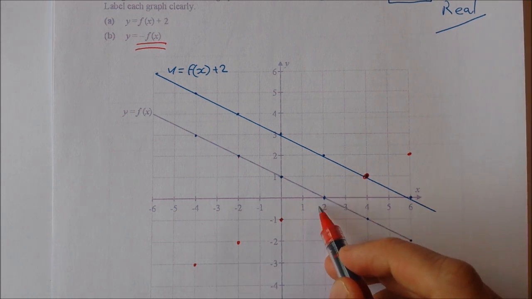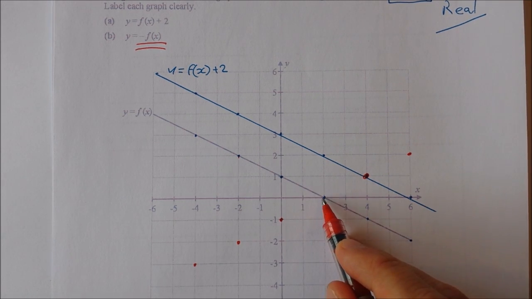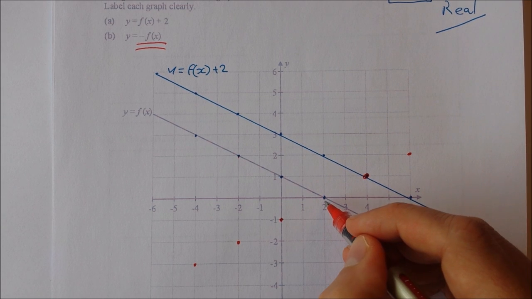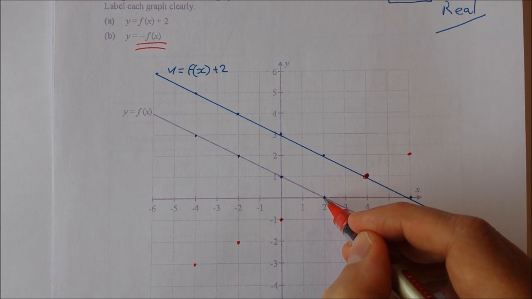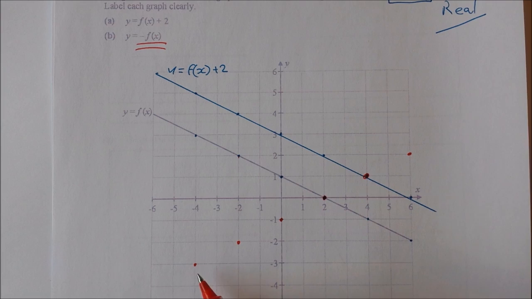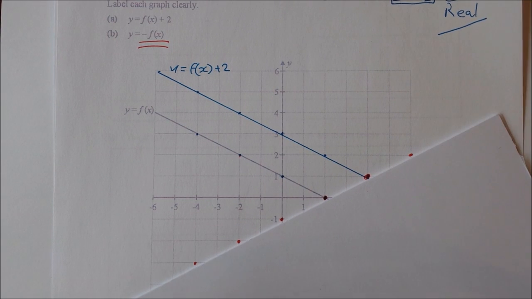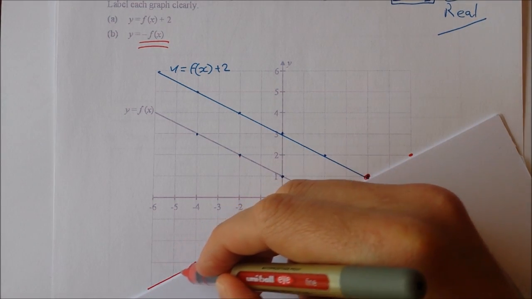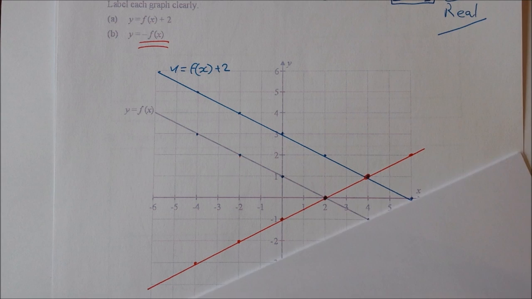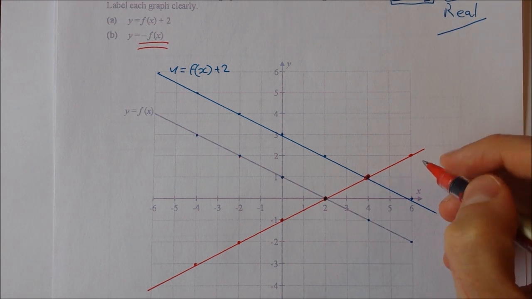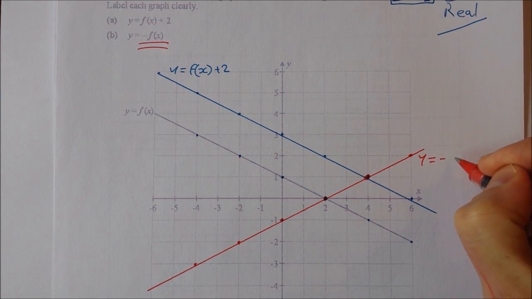Now this one in the middle, I left this to last because the y value here is 0. The opposite of 0, or the minus value of 0, is just 0. So we get a straight line going like this. And I can draw my line in like that and label it clearly. That's y equals minus f of x.